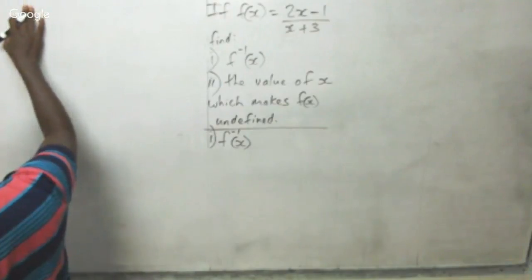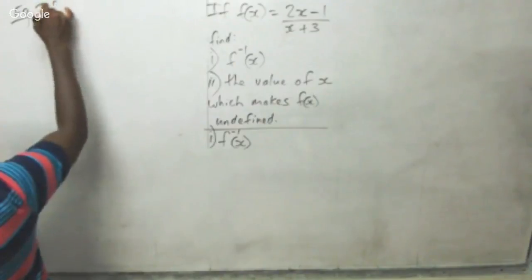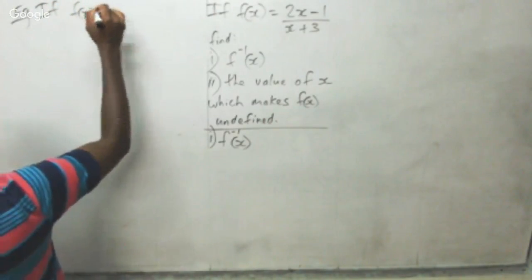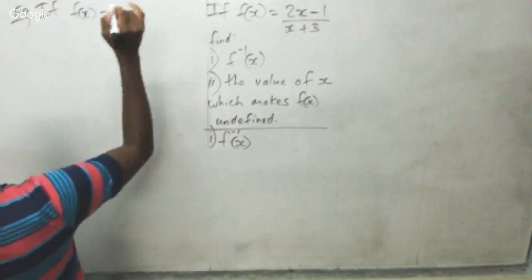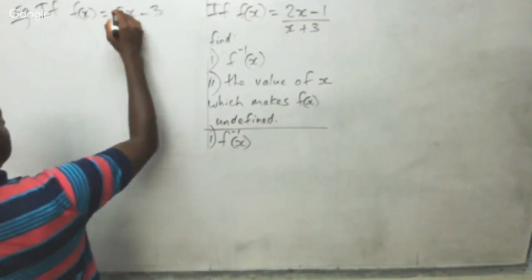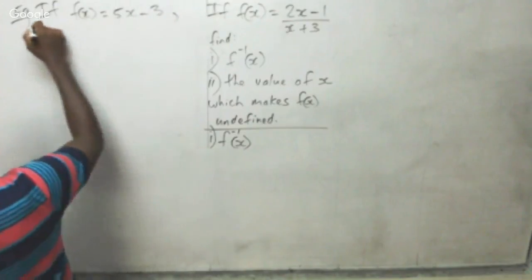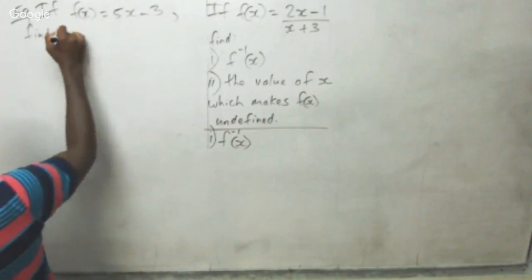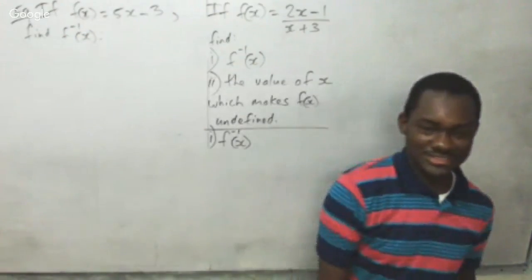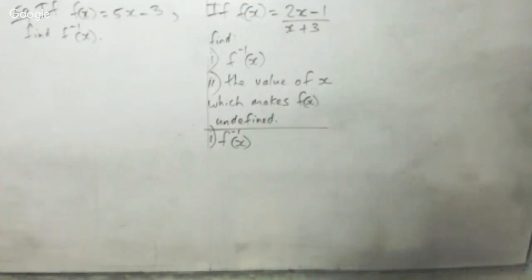What if I give you this easy one? If f of x equals 5x minus 3, and I'm asking you to find f inverse. You should do that in your head. It is x plus 3 over 5. Very good, you're learning.